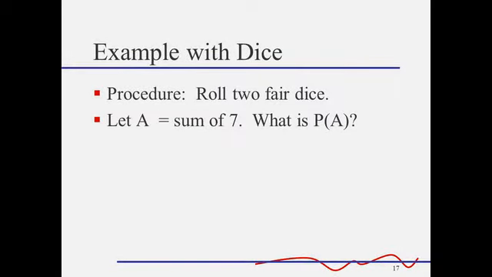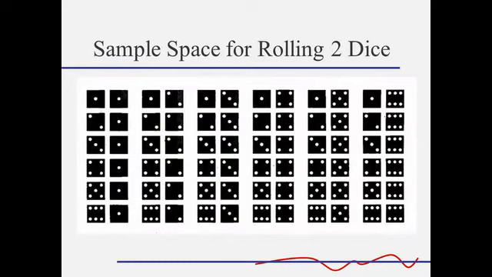Let's do a few more examples with the dice. Let A be the event that we roll 2 fair dice and get a sum of 7. Let's look at the sample space. The sample space has 36 events, and they're all equally likely. In how many events do we get a sum of 7? You'll find these events down the diagonal, and there are 6 ways to get a sum of 7, so the probability of getting a sum of 7 is 6 over 36, or 1 over 6.